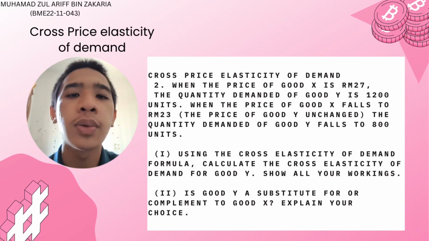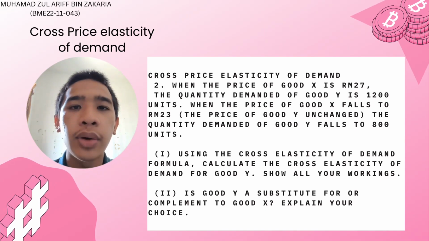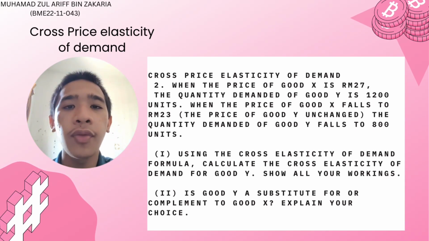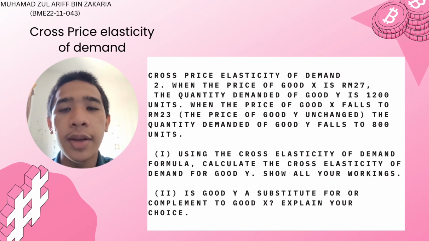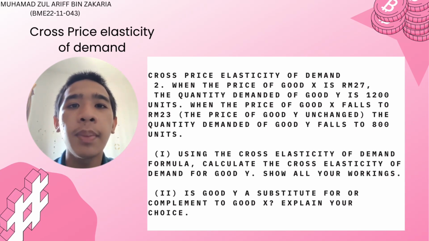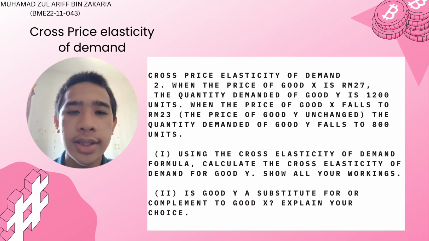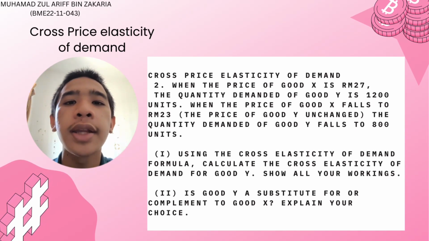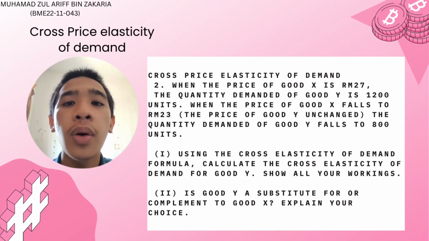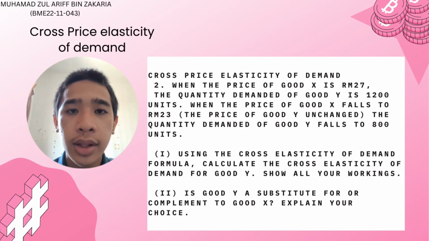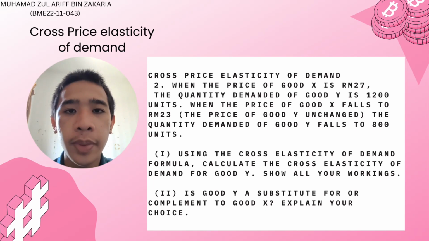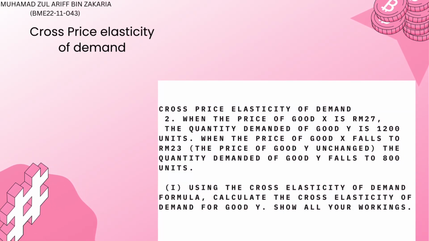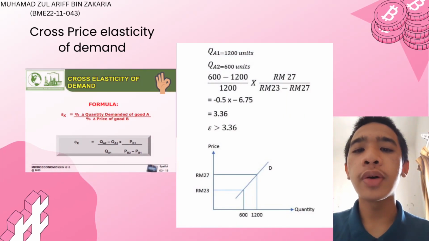So for the second question: when the price of good X is 27 ringgit, the quantity demanded of good Y is 1,200 units. When the price of good X falls to 23 ringgit, with the price of good Y unchanged, the quantity demanded of good Y falls to 600 units. For 2.1, using the cross elasticity of demand formula, calculate the cross elasticity of demand for good Y. Show all your workings. For 2.2, is good Y a substitute of or complement to good X? Explain your choice.